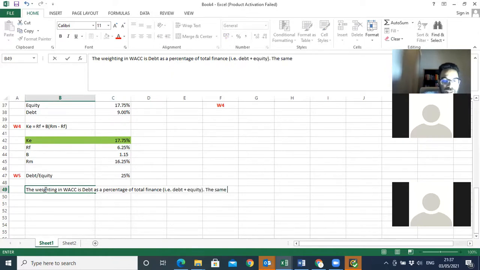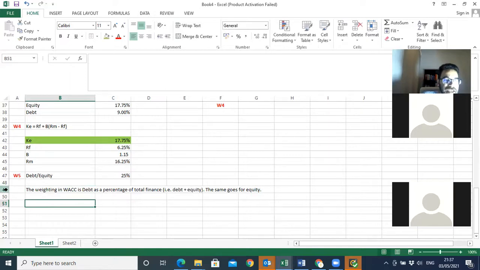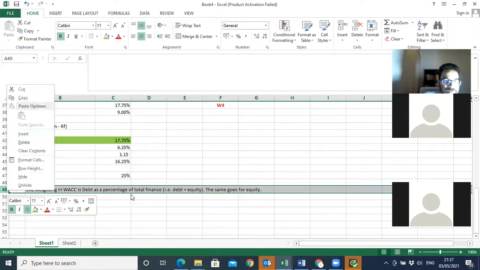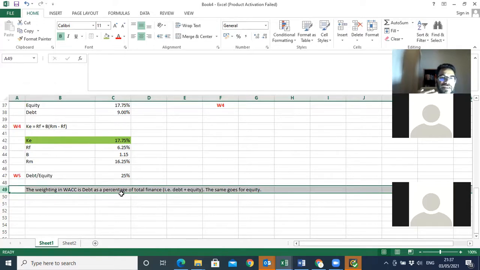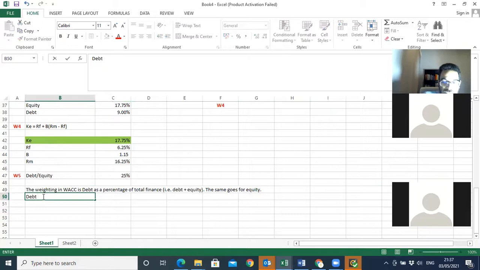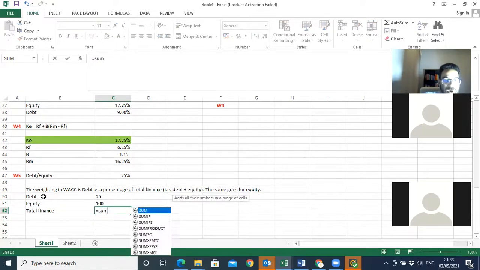The same goes for equity. The weighting is equity as a percentage of total finance, debt plus equity. So total finance has to be as follows. In order for the debt equity ratio to be 25%, debt had to be 25 and equity had to be 100. Any numbers that will give you 25%, but the easiest way is saying debt 25 over equity 100. So debt is 25, equity is 100, so total long-term finance is equal to the sum of the two.